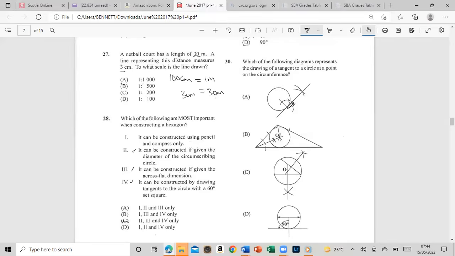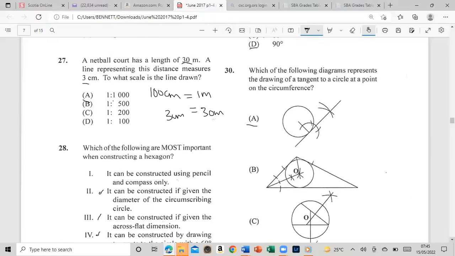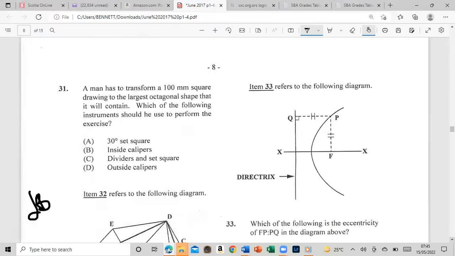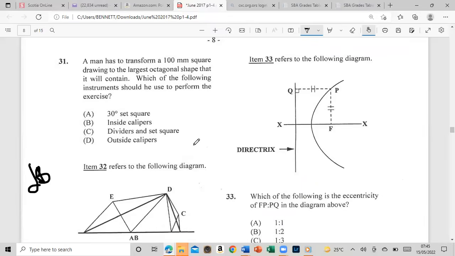It says, which of the following diagrams represents the drawing of a tangent to a circle at a point? So it's a tangent, and that's definitely E. All right, so a tangent touches a single point on the circle, so that is E. So that's tangent to a circle. Congrats, guys, you have reached halfway. Let's go. We have 30 more to go, and I'm going to try to do it as fast as possible. Let's move on to 31.